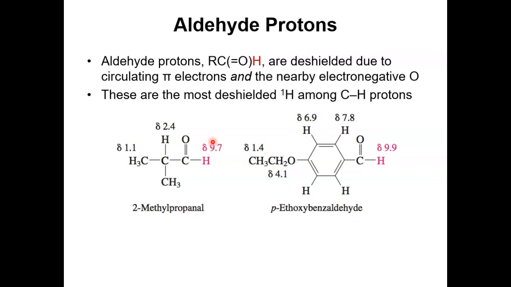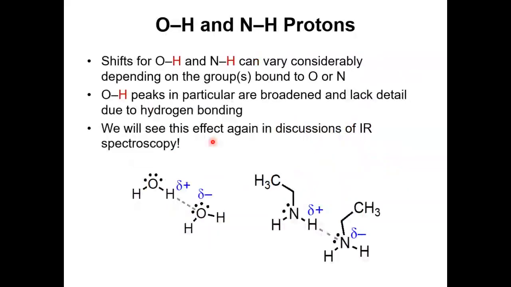These are among the most deshielded protons in the CH bond. Now for most of the CH protons, their chemical shift values are usually pretty well defined. Depending on local structure, you can usually find them in a relatively narrow chemical shift range. So if you have a particular CH proton in a certain range, you can have a good sense of what kind of proton it might be.